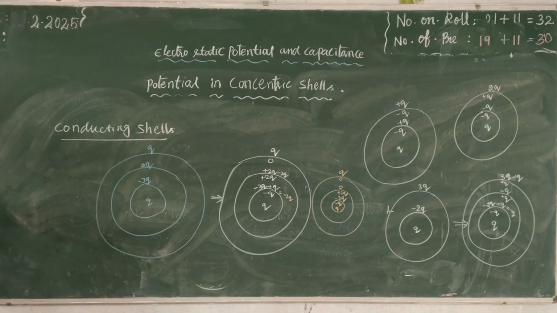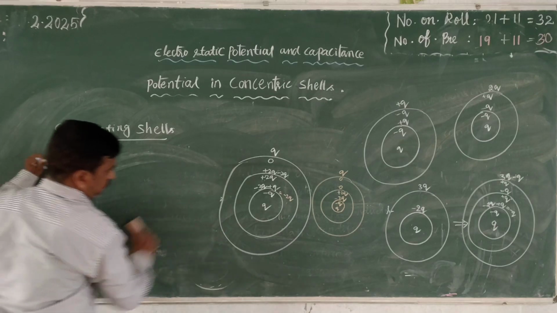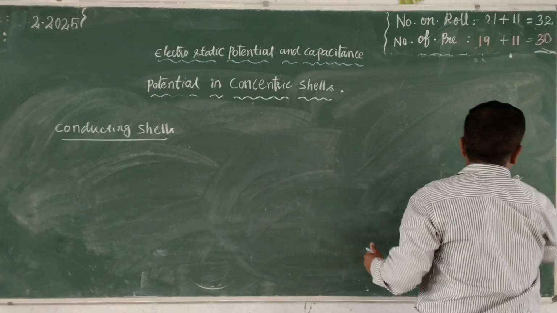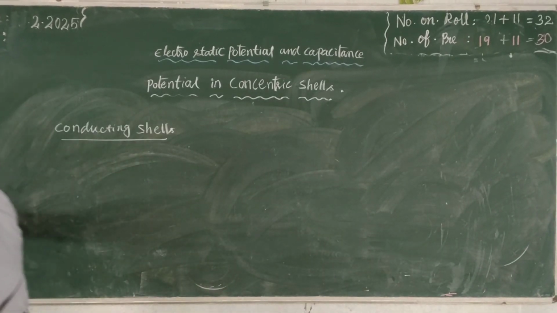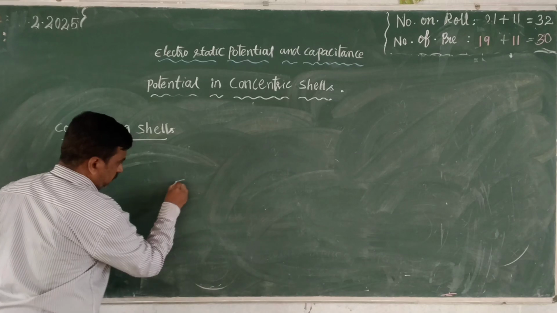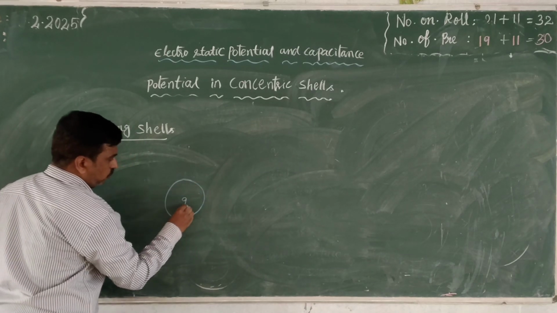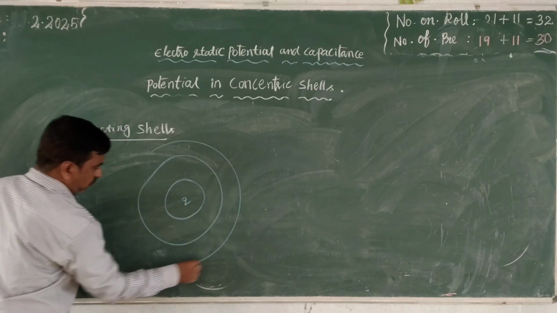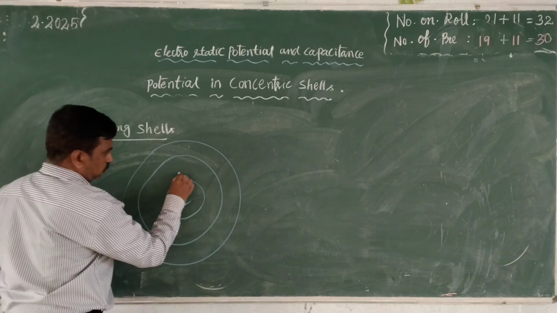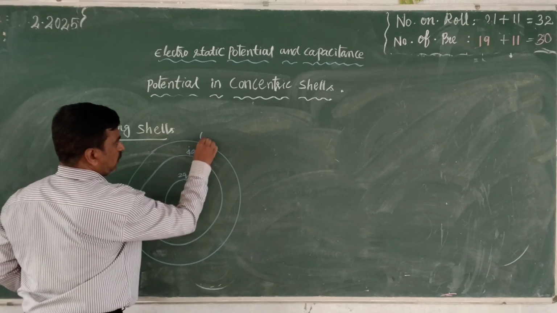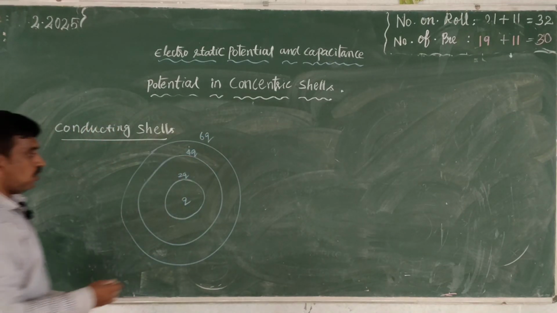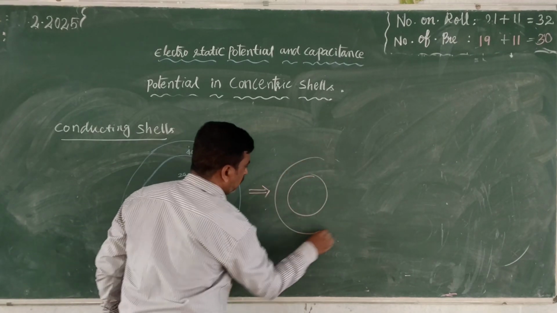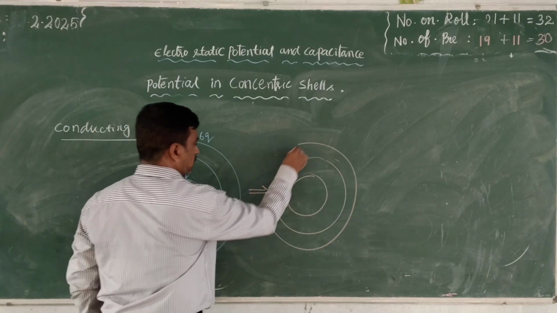For example, see one more problem. See this is the sphere, it has q, here one more sphere with 2q, here 4q, here 6q. Now see how the charge distribution takes place here, on inner and outer surfaces. See here first one, second one, third one, three spheres are there.